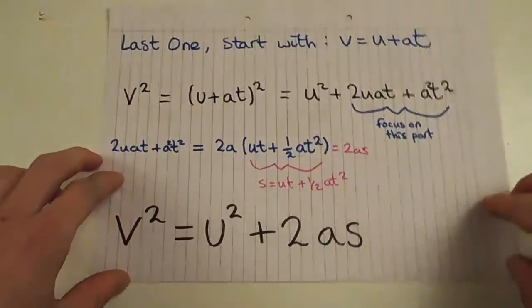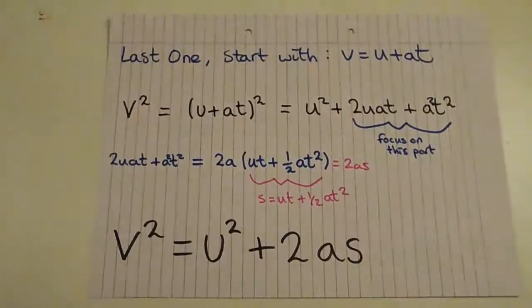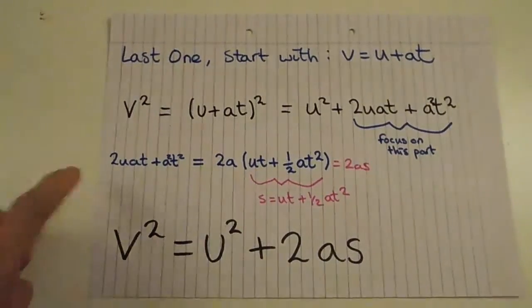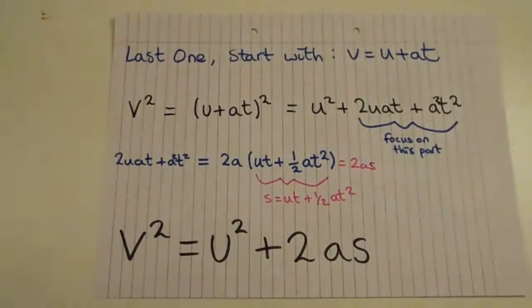For our last formula, we just need to do a bit of rearranging, some algebra. So we know v equals u plus at. So what we can do is square both sides, and we get v squared equals, in brackets, u plus at squared. And when we expand this out, we get u squared plus 2u times at plus a squared t squared. So for this, we're just going to focus on this part momentarily, and we're going to take out a factor of 2a, and that leaves us with ut plus half at squared.